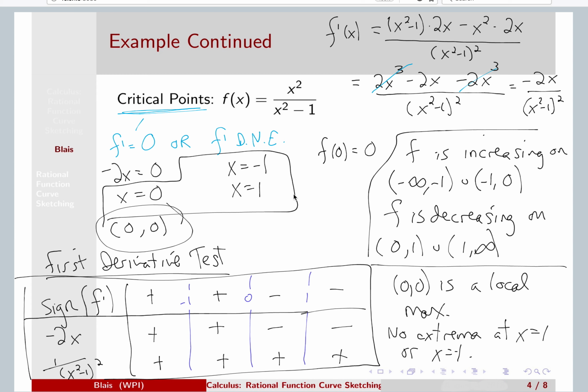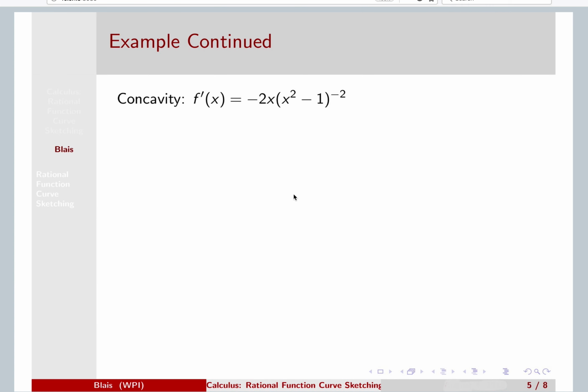So now we've extracted what we need from the first derivative. And now we move on to the second derivative. So for concavity, we need the second derivative information. Here is our first derivative. Let's calculate the second derivative. And so with f prime written this way, we see that this is a product rule question.